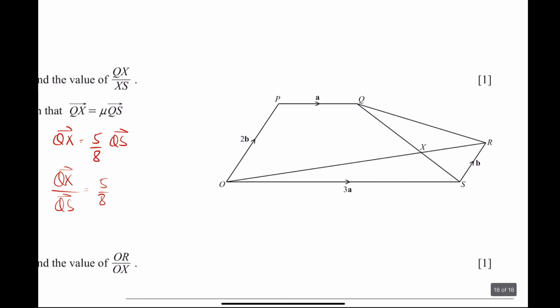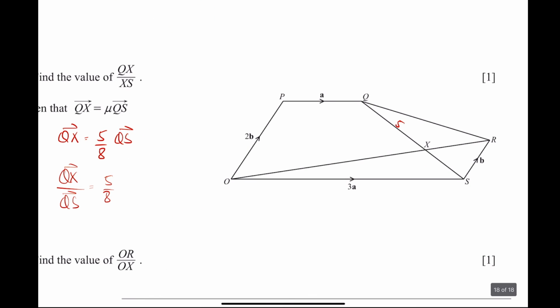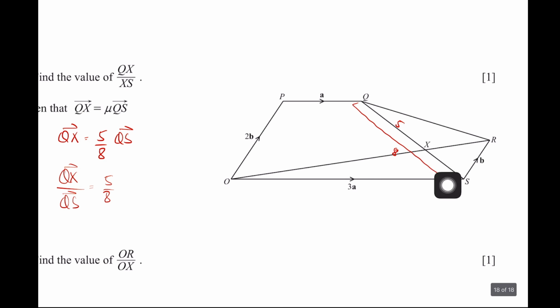Now what does that mean? That means if qx is 5 parts, qs is 8 parts. All right, simple ratio. So now, keeping this in mind, can you tell me how many parts of these 8 parts is xs going to be? 3. That's it. All you have to do is 8 minus 5.